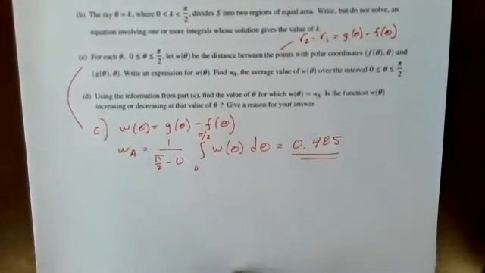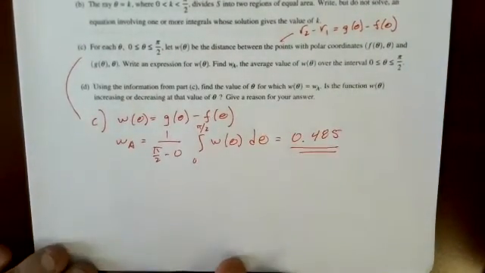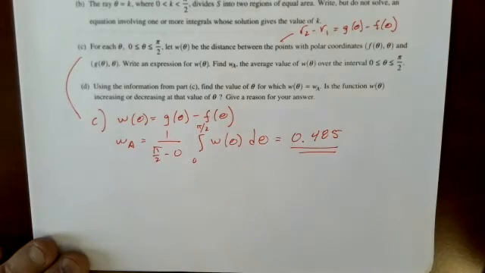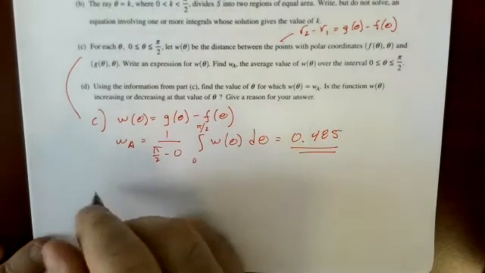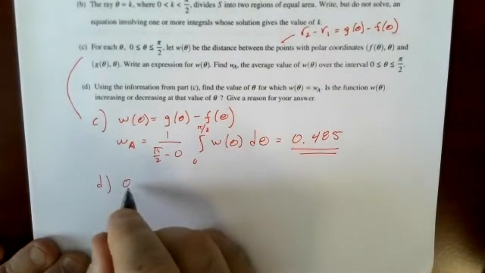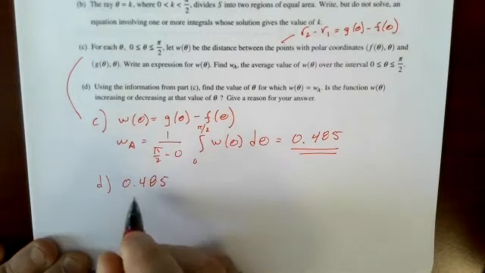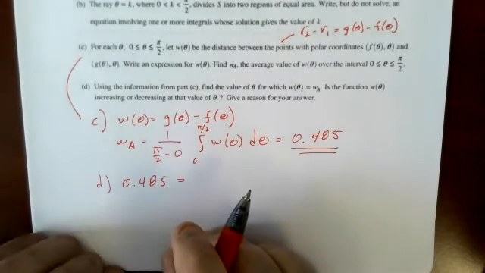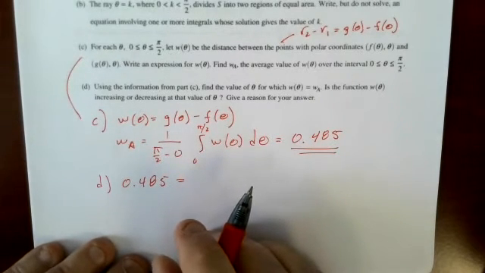All right, 1 to go. Using the information, find the value of theta for which W of theta equals WA. D. And everybody was asking me, what if I screw up C? Do I get to use this value? Yes. And us poor graders will take forever to fix it.